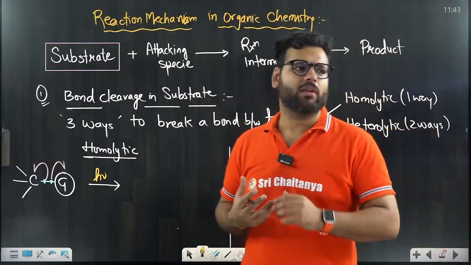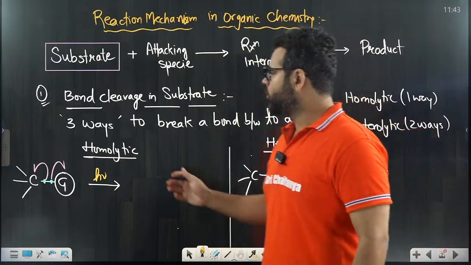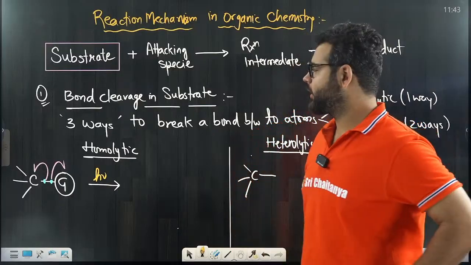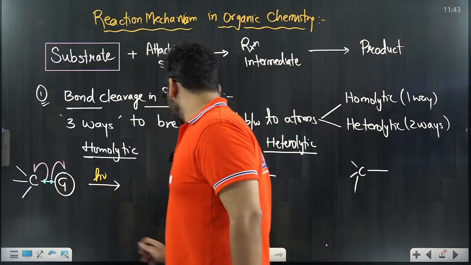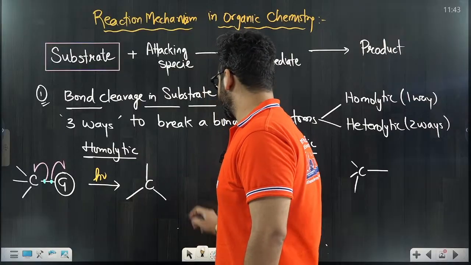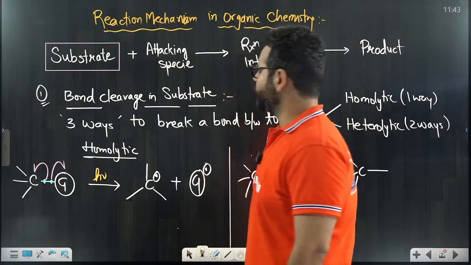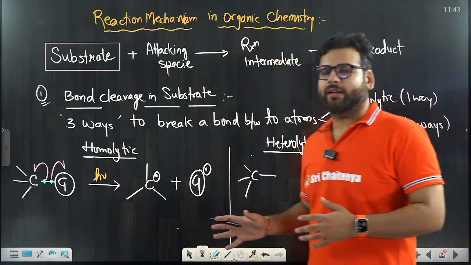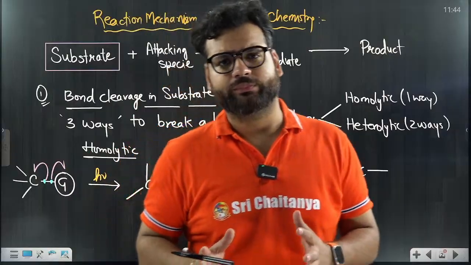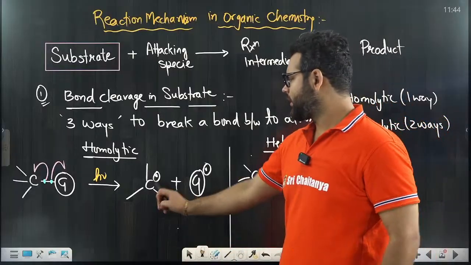Some energy will be required to do homolytic cleavage. Homolytic cleavage will require some sunlight or heat. When this happens, you are finally going to get a free radical of carbon and a free radical of G. This is known as a free radical. Free radicals are odd electron species, but they are neutral. So this is our carbon free radical.